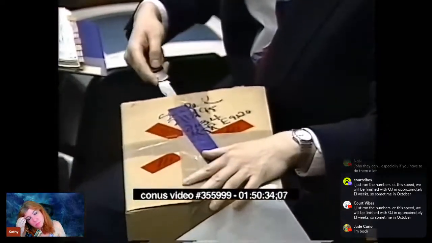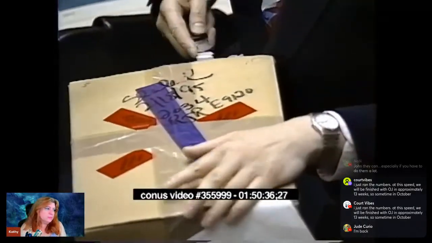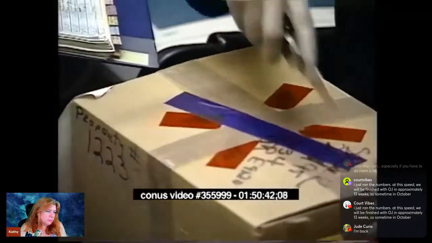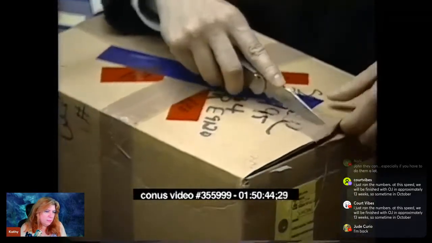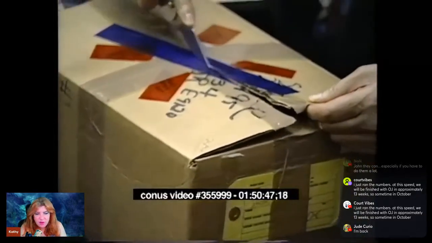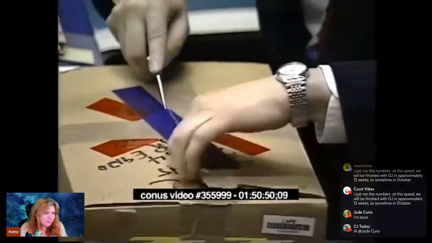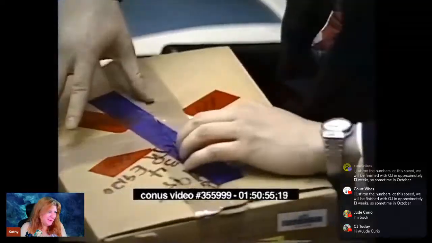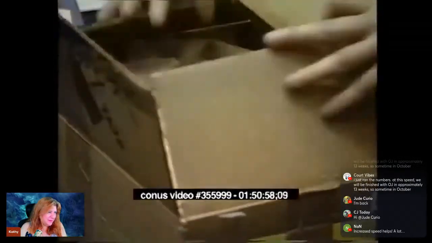I am using a pocket knife to cut the tape along the top seam of the box. Bailiff tases him for having a knife in court. I'm opening up the box.